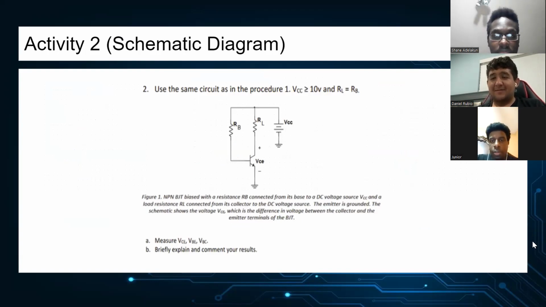Okay, so this is the schematic diagram. You use the same circuit. This is the equation. You measure the VCE, VRC, and VRB, and that's what it gave you.